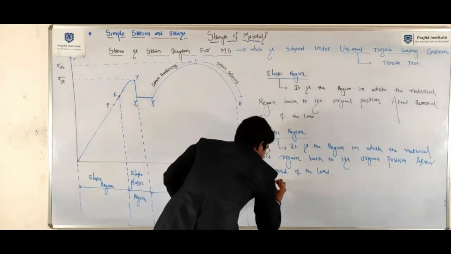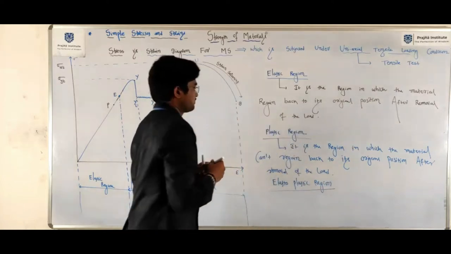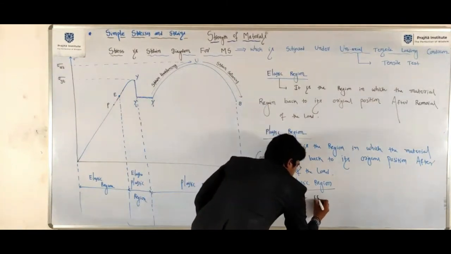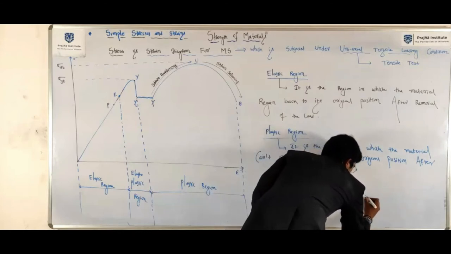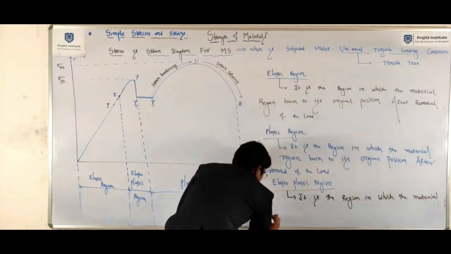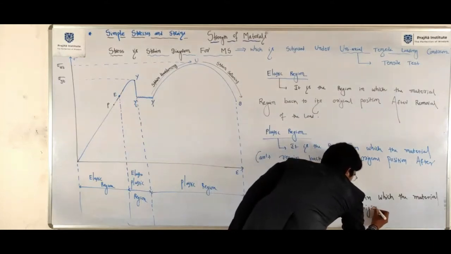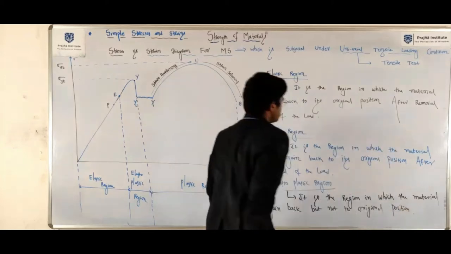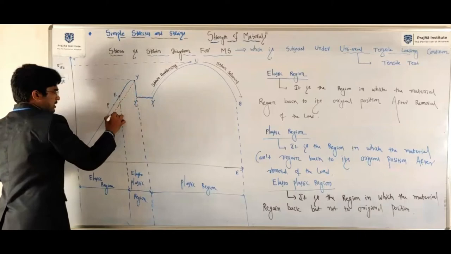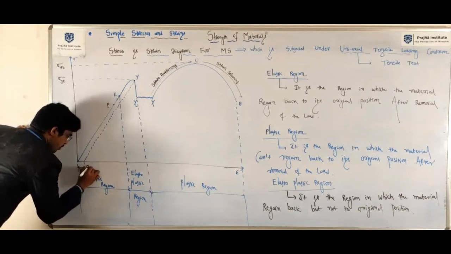Next, elastoplastic region. It is the region in which the material regains back but not to its original position. Okay, you need to draw one parallel line. This is nothing but 0.2% of epsilon.